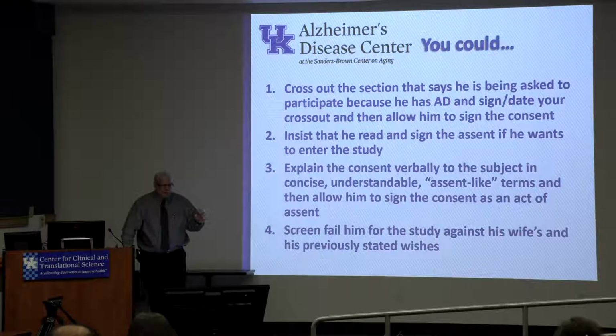Or you could explain the consent verbally to the subject in concise, understandable, assent-like terms, but use the consent form instead of the assent form, and allow him to sign the consent as an act of assent, while his wife also co-signs the form. That is another way to handle this situation. Now you may have to go back to the IRB and explain why you let somebody who lacks capacity sign the consent form. That might be considered a protocol violation or deviation, but that's another way to handle it.